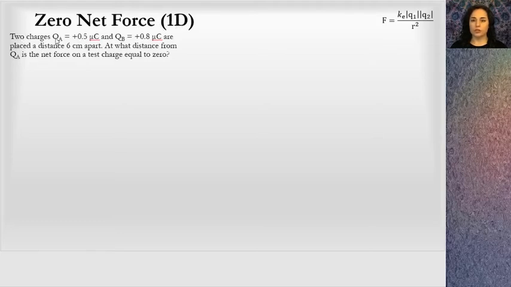It says two charges, QA and QB. I'm noticing that they're both positive and they're not equal in value, okay? Are placed a distance 6 centimeters apart. At what distance from QA is the net force on a test charge equal to 0?